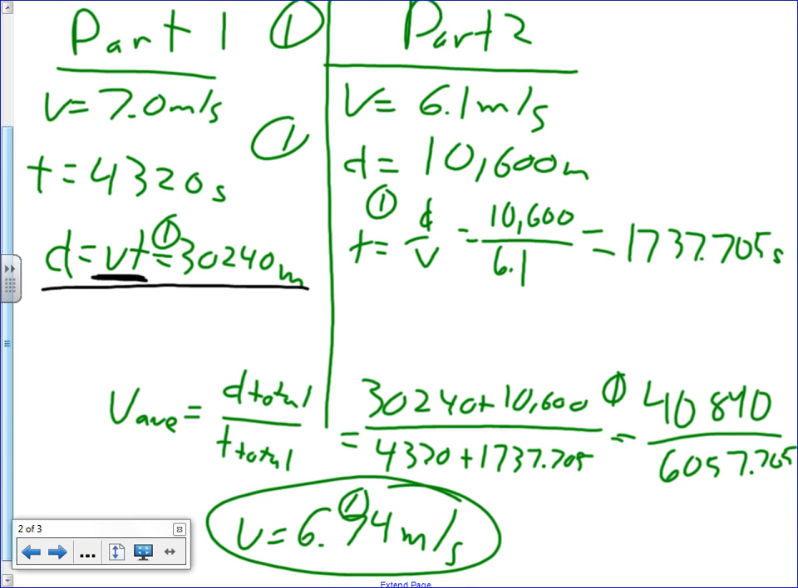They knew what to do. They just didn't punch it in right. It's fine. 30.24 kilometers, it's going to come back to bite them later if they don't change it back to meters.